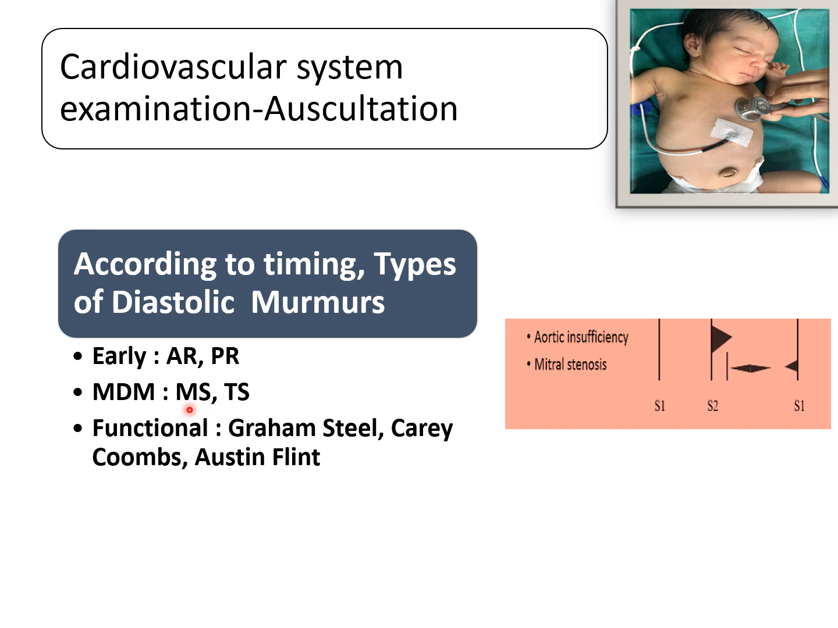Mid diastolic murmur is seen in mitral stenosis and tricuspid stenosis. Here you can see the mid diastolic murmur of MS. Functional murmurs, such as the Graham Steell murmur, Carey Coombs murmur and Austin Flint murmur, can be present in aortic regurgitation.